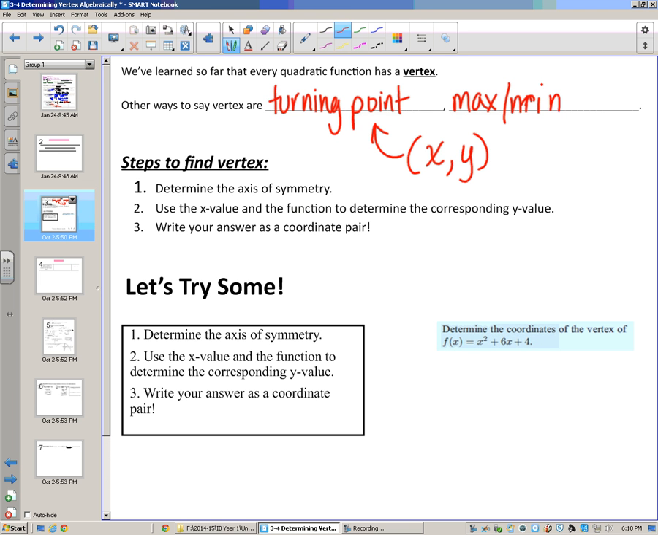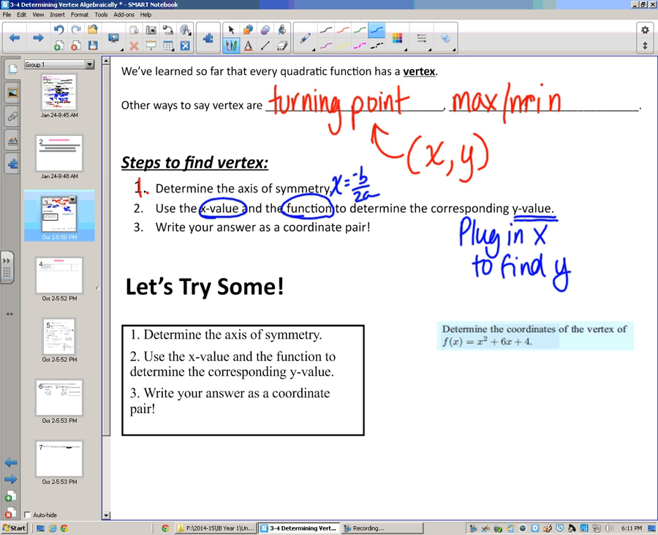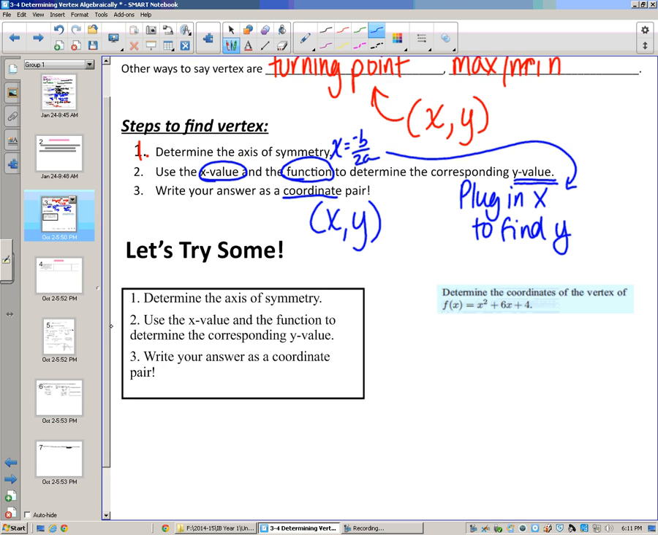So steps to find the vertex. The first step is to determine the axis of symmetry. So we're going to use that formula from our formula page, x equals negative b over 2a. Then we're going to use that x value that we get and the function that we're given to determine the corresponding y value. So what I'm saying here is we're going to plug in x to find y. And the x that we're plugging in is the one from the axis of symmetry. And then we're going to write our answer, our final step, as a coordinate pair, meaning x comma y. So 3 steps. So let's try this.